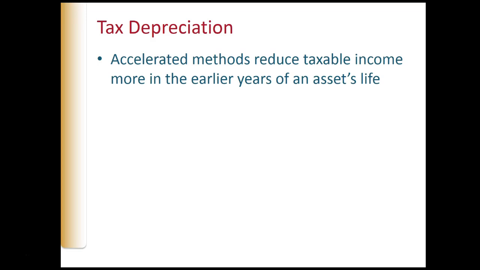Conflicting with the desire to report higher net income is the desire to also reduce taxes by reducing taxable income. So an accelerated method serves this objective by reducing taxable income more in the earlier years of an asset's life than does straight line. As a result, most companies use the straight line method for financial reporting, and the Internal Revenue Service's prescribed accelerated method called MACRS, Modified Accelerated Cost Recovery System, for income tax purposes.